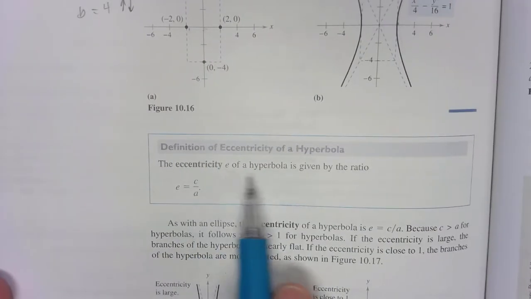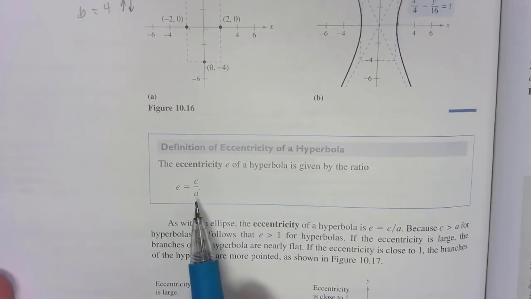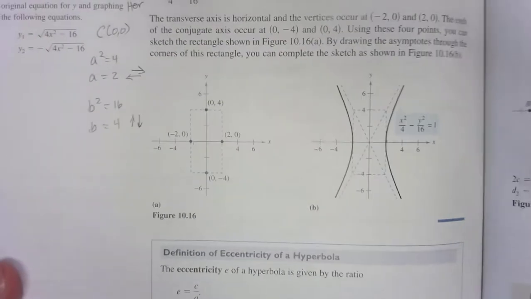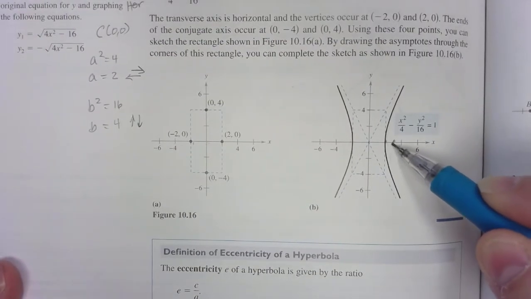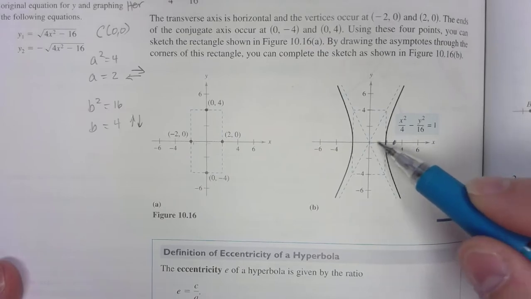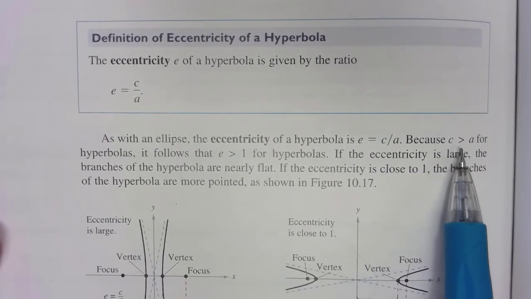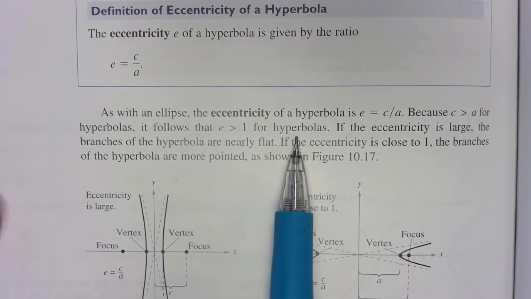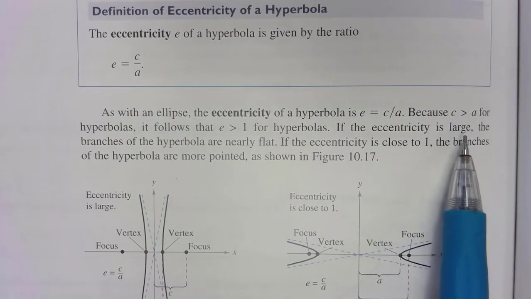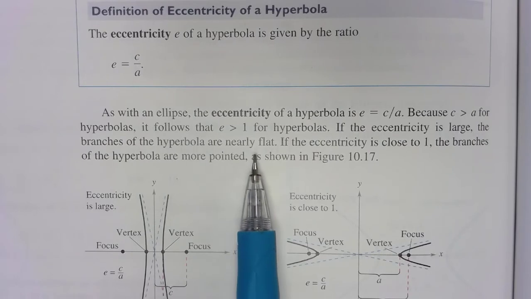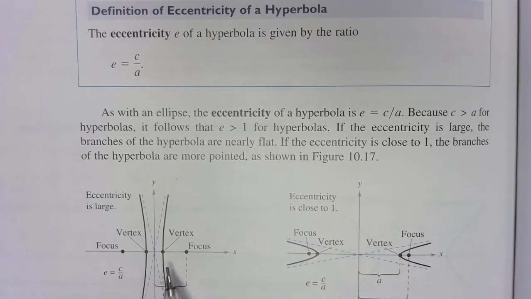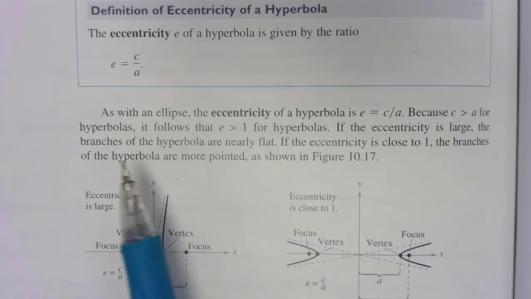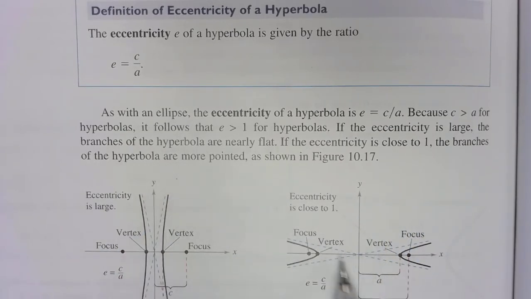Now, what about eccentricity? The eccentricity of a hyperbola is once again given by the ratio c over a. Notice that c lies inside the curve. c is bigger than a. Because c is bigger than a, it follows that e is greater than 1 for hyperbolas. If the eccentricity is large, the branches of the hyperbola are nearly flat, like this. If the eccentricity is close to 1, the branches of the hyperbola are more pointed, like this.